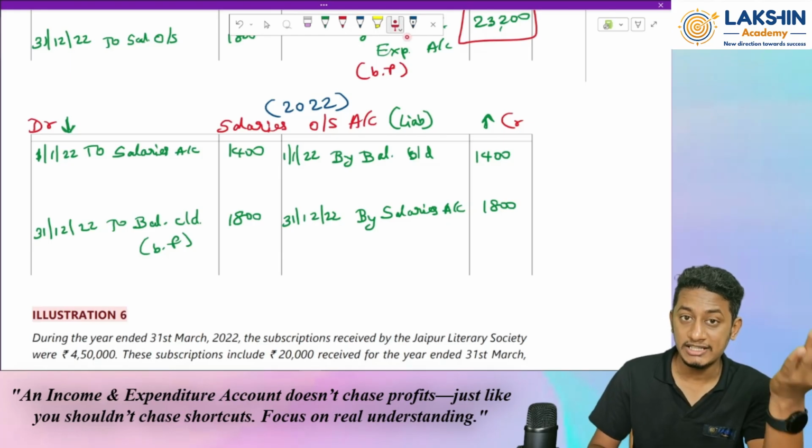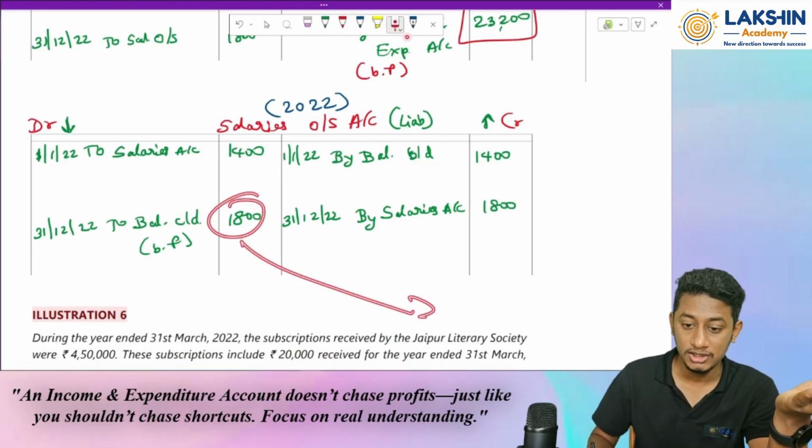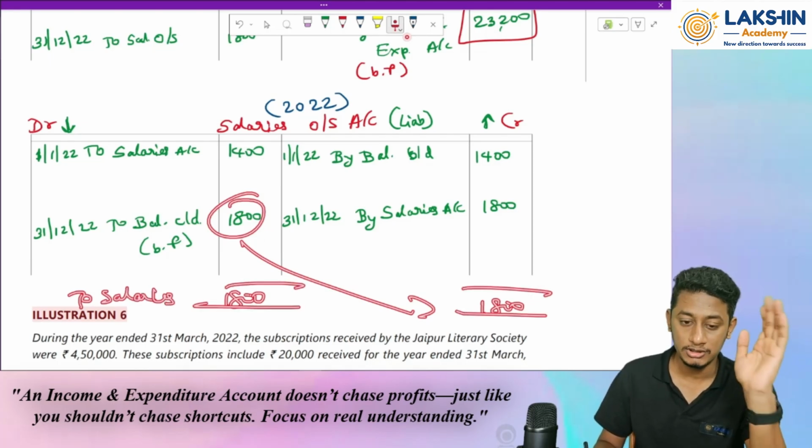So again, in the next year, what will happen? In the year 2023, this will be taken as the opening balance on the credit side as rupees 1800. Again, you will deduct it by reducing it over on the credit side to salaries account. The same thing will go on continuing. Understood? This is how we do it.